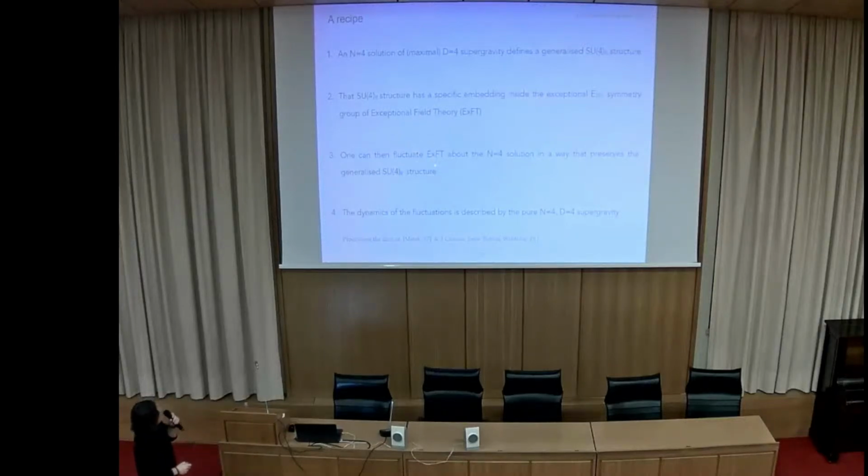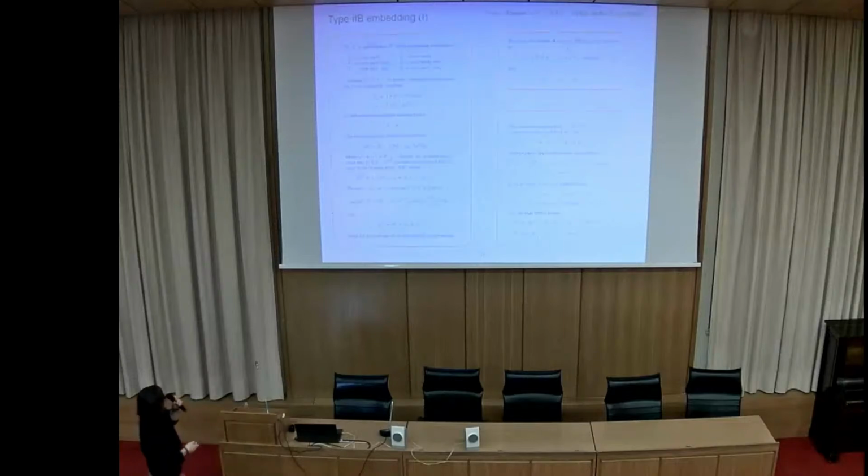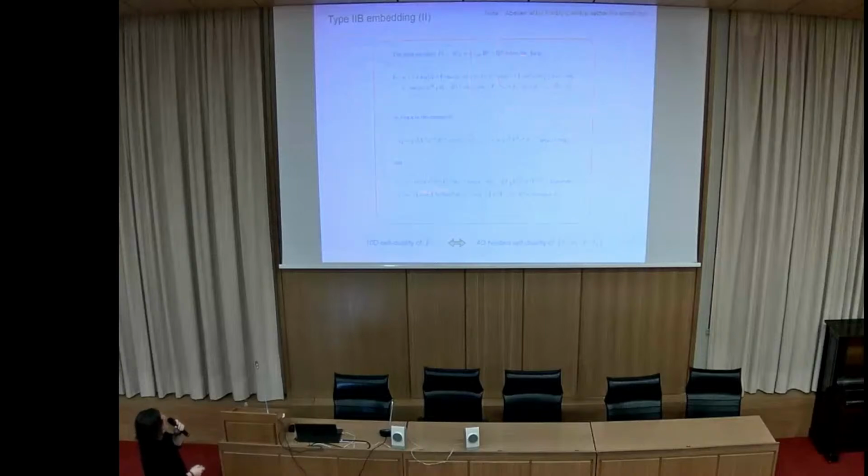Once you have this, you fluctuate exceptional field theory about this solution. And finally, the dynamics of the fluctuations will happen to be described by the pure N equals 4, D equals 4 supergravity. This is a highly technical thing, but it's just to show you that there is a prescription to work it out. And the final outcome is the following. This is the embedding of the 4-dimensional fields in the 10-dimensional metric. This is the embedding on the axion dilaton. This is the embedding on B2 and C2. And this is the embedding in the 5-form of type 2B supergravity.